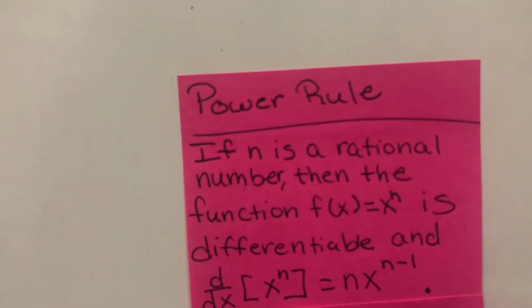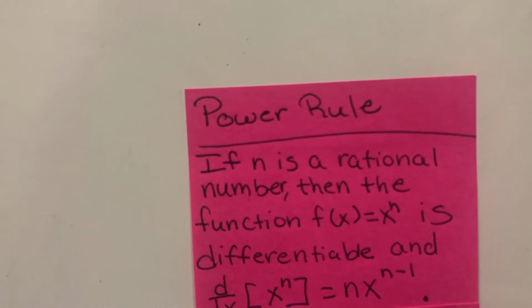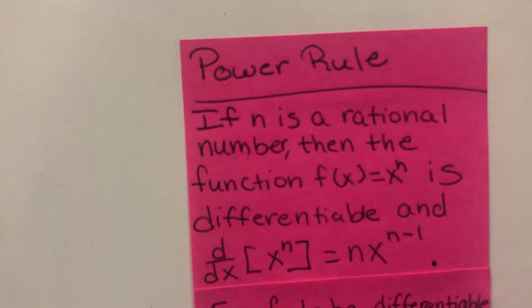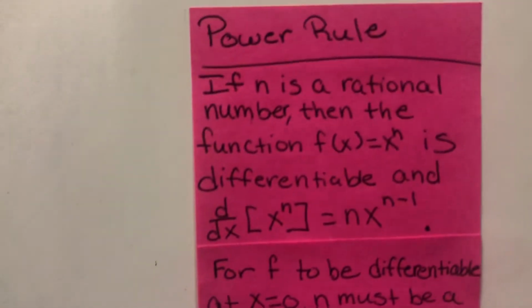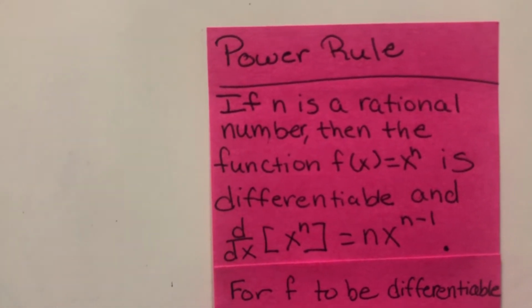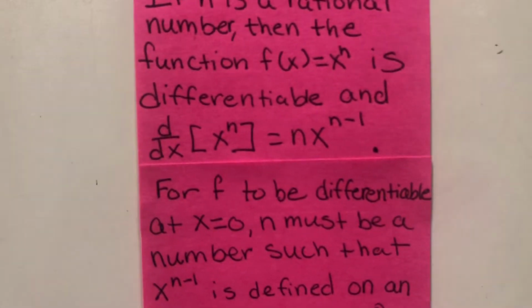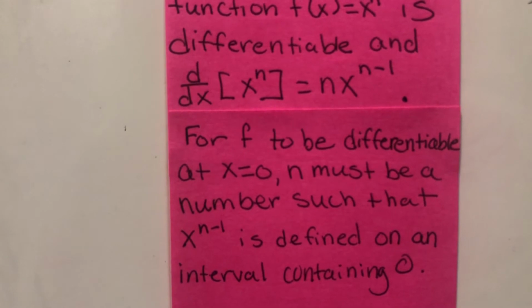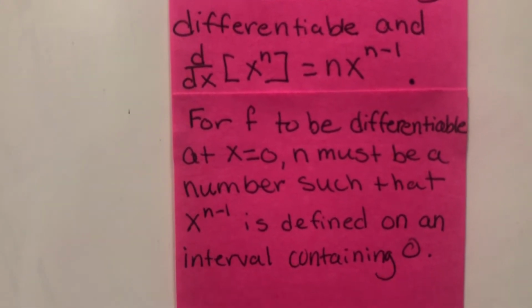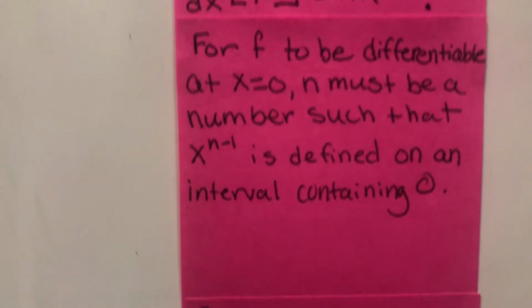The next one is the power rule. If n is a rational number, then the function f of x equals x to the n is differentiable, and d with respect to dx of x to the n equals n x to the n minus 1. For f to be differentiable at x equals 0, n must be a number such that x to the n minus 1 is defined on an interval containing 0.